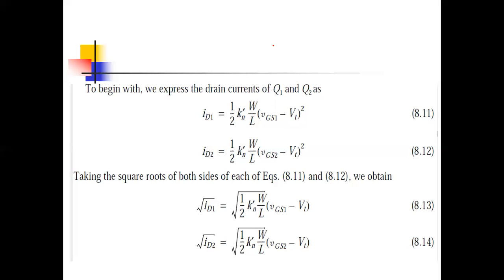Remember here, this Kn dash is your transistor parameter, means mu n into COX. Mu n is mobility of electrons and COX is your oxide capacitance. The value of COX is epsilon OX divided by TOX, means permittivity divided by thickness. So these are our transistor parameters, Kn dash. W is the width of transistor. L is length of transistor. VGS1 means the gate to source voltage of transistor 1, and VT is your threshold voltage.